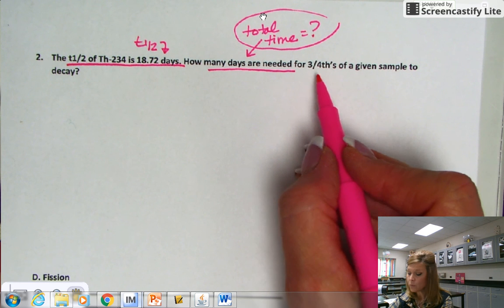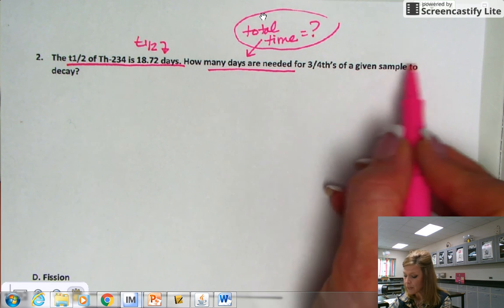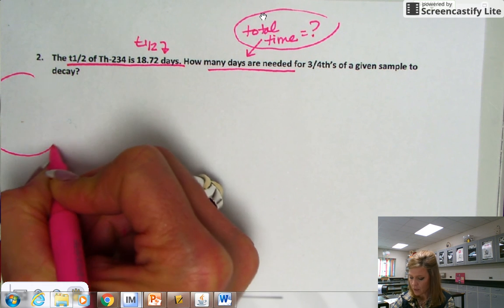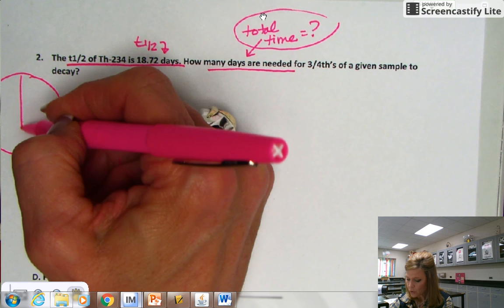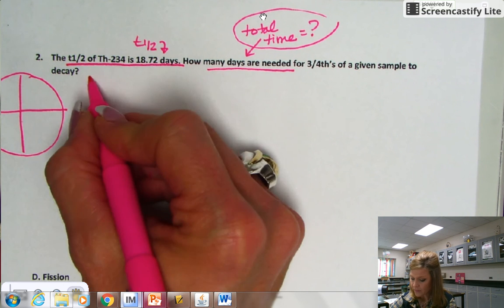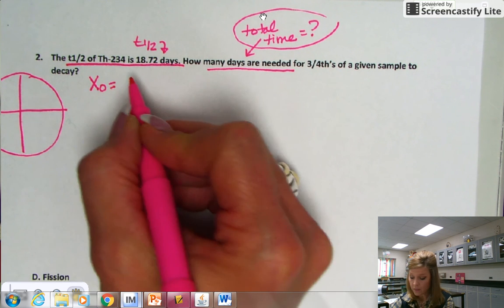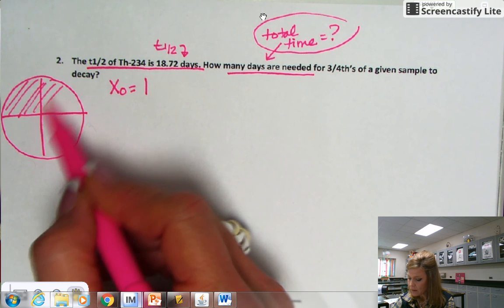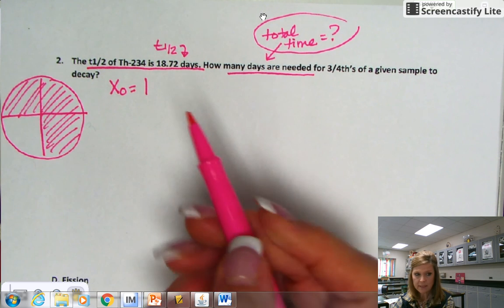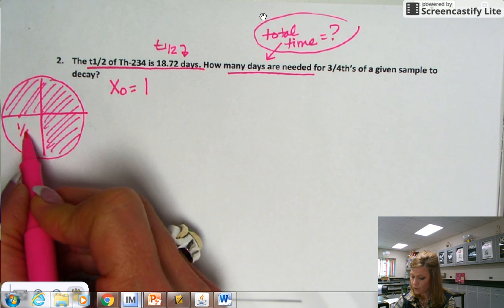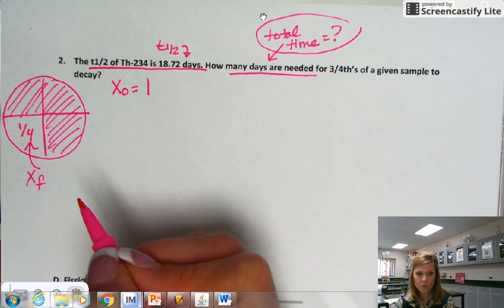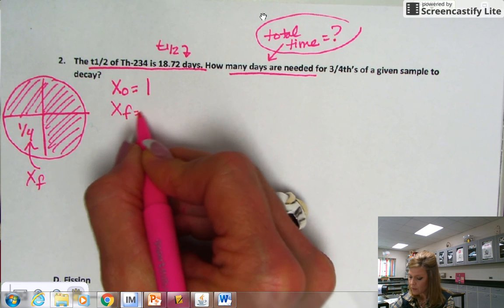Now here's where you got to really read it. It says for 3/4 of a given sample to decay. They don't tell us how much we started with, but it's 3/4 of the given sample is going to decay. So let's just think in terms of a pie chart. Okay. So if you think in terms of a whole, and we're going to here have to define our x initial, we're going to call it the whole or 100%. And so 3/4 has decayed. How much remains at the end? Well, 3/4 are gone. That means 1/4 of it remains. So that means at the end, x sub f is 1/4. So x final is 1/4.